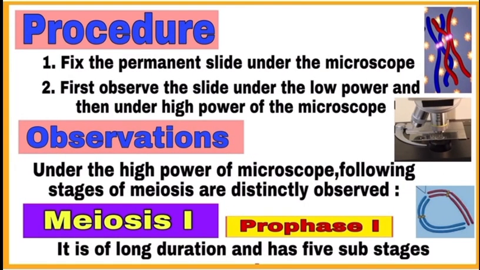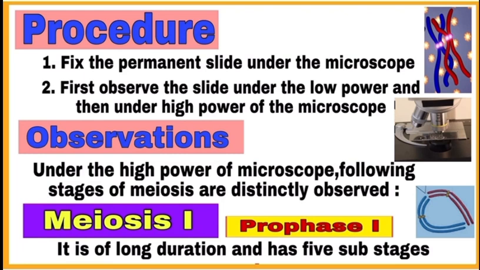Write the steps involved in the procedure. First, fix the permanent slide under the microscope. Second, first observe the slide under the low power and then under high power of microscope. After setting the slides, write observations. Under the high power of microscope, following stages of meiosis are distinctly observed.